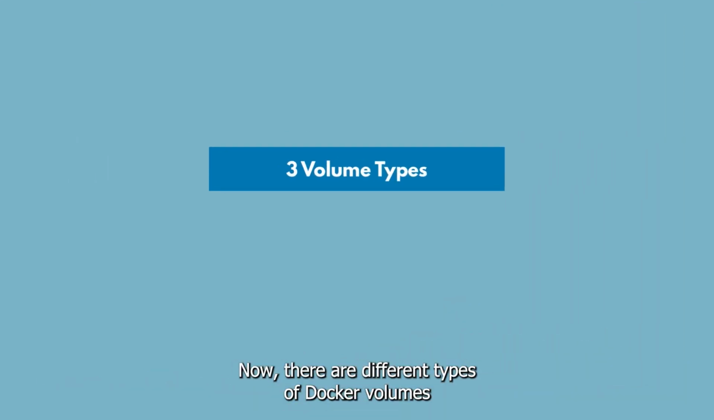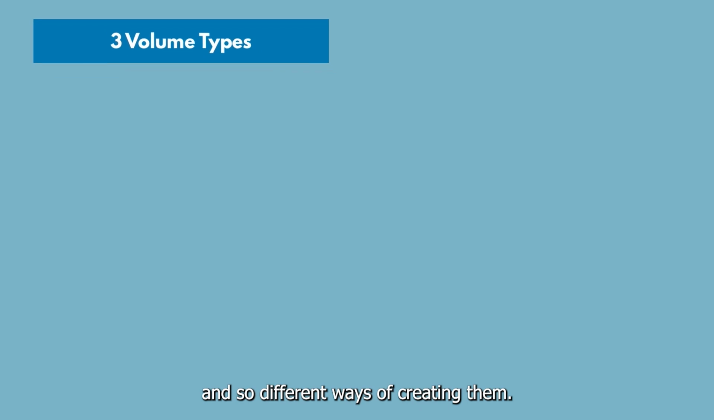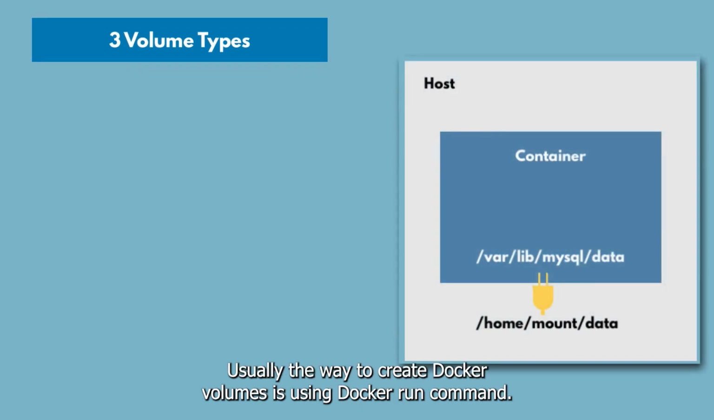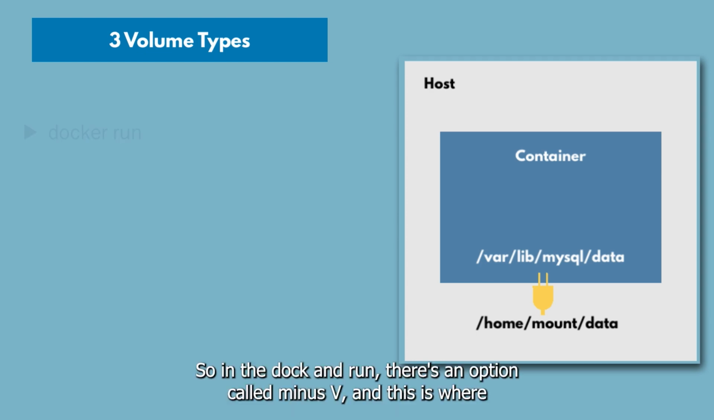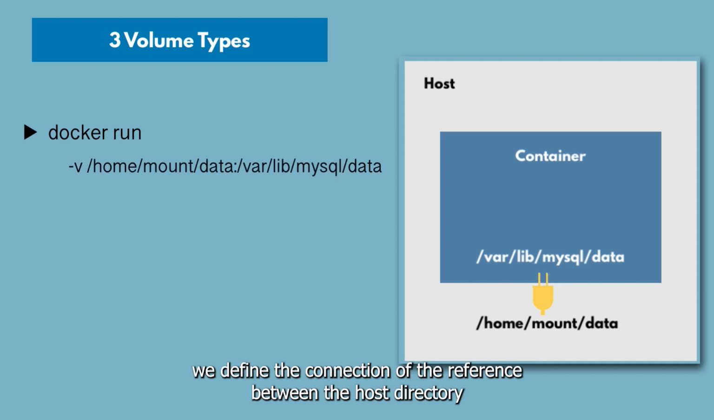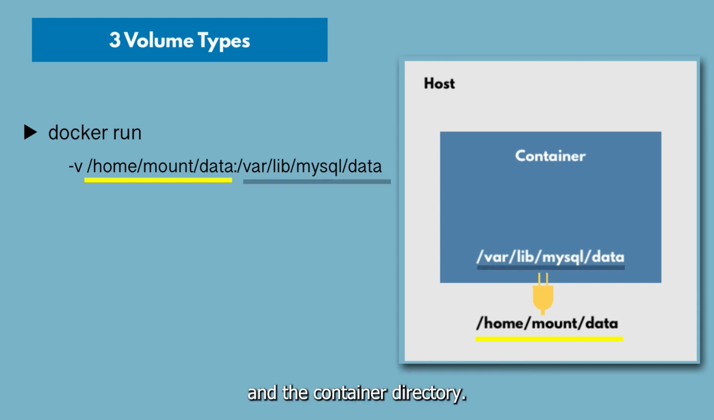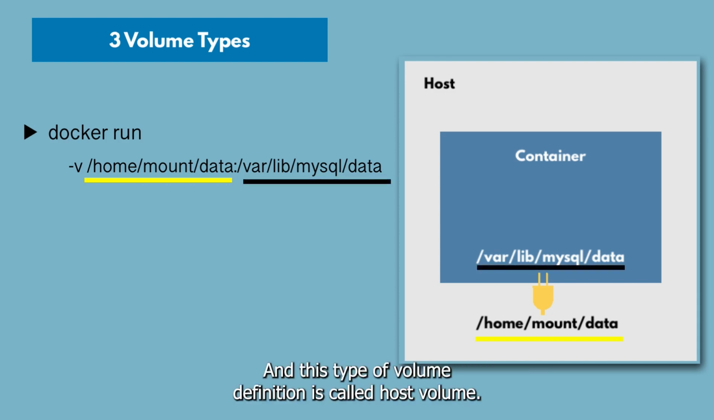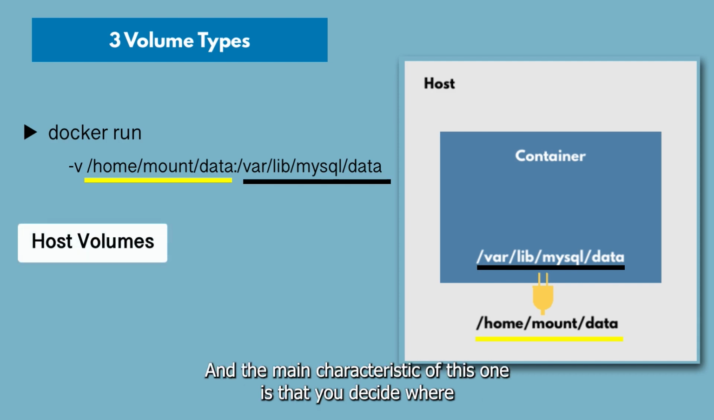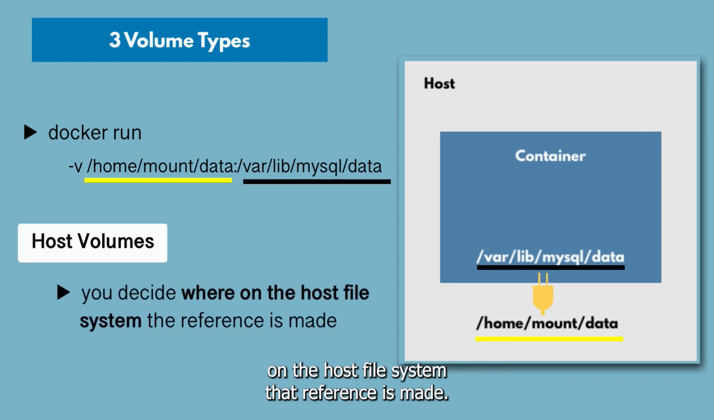Now, there are different types of Docker volumes, and so different ways of creating them. Usually the way to create Docker volumes is using the docker run command. So in docker run, there's an option called -v, and this is where we define the connection or the reference between the host directory and the container directory. And this type of volume definition is called a host volume. And the main characteristic of this one is that you decide where on the host file system that reference is made.